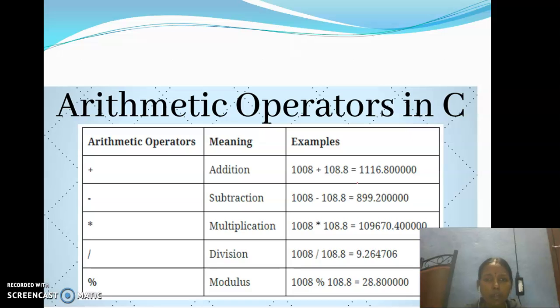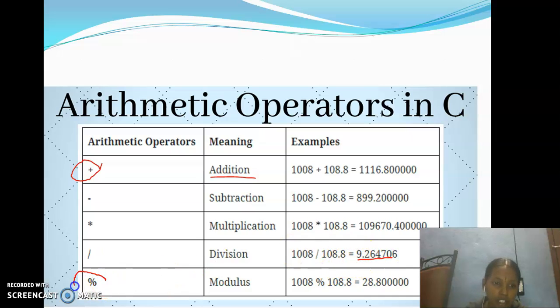Now all of you know what is meant by plus, minus, multiplication, division and modulus. Normally, what is meant by the plus sign over here? Plus is nothing but addition. 1008 I am adding with 1008.8, so you will get the addition of this. Minus means subtraction. Multiplication means into. Division means 1008 should be divided by 1108.8, so you will get a floating point value.